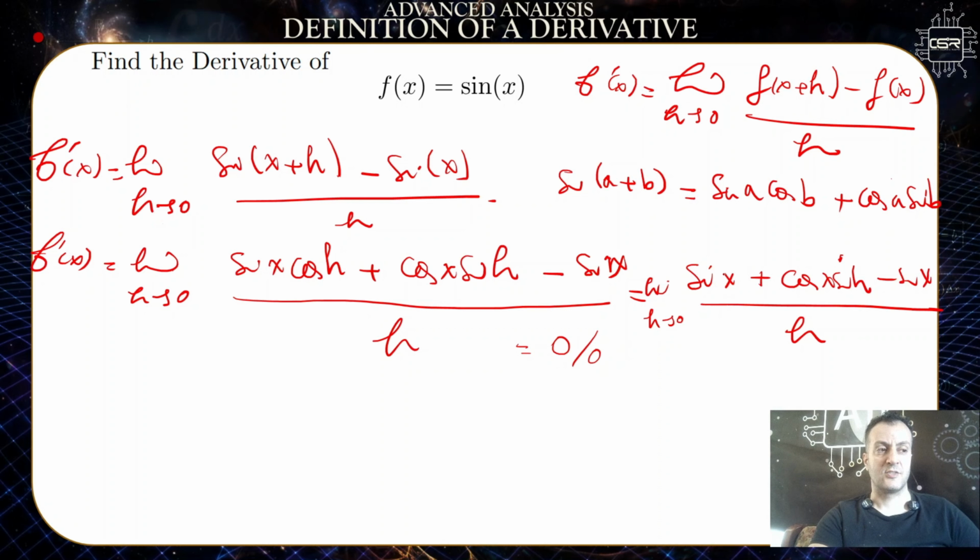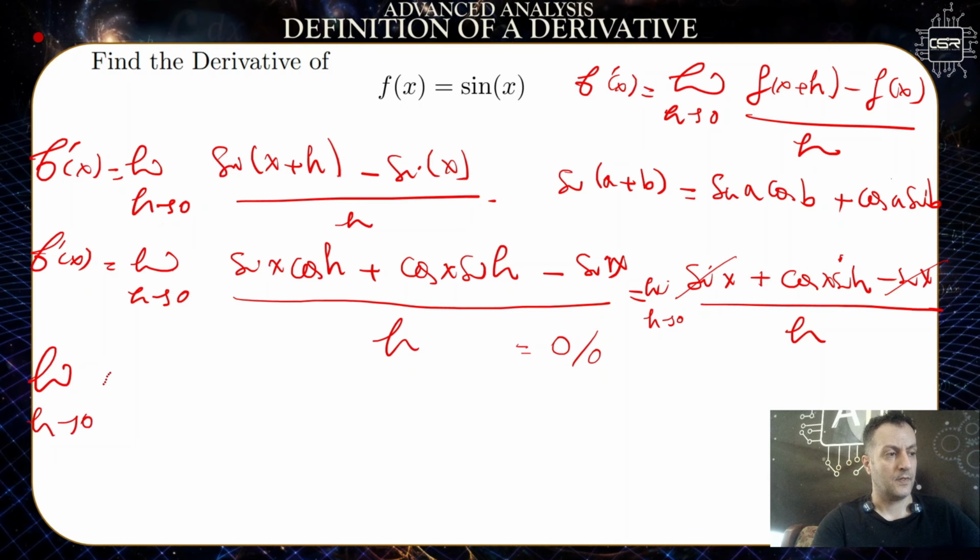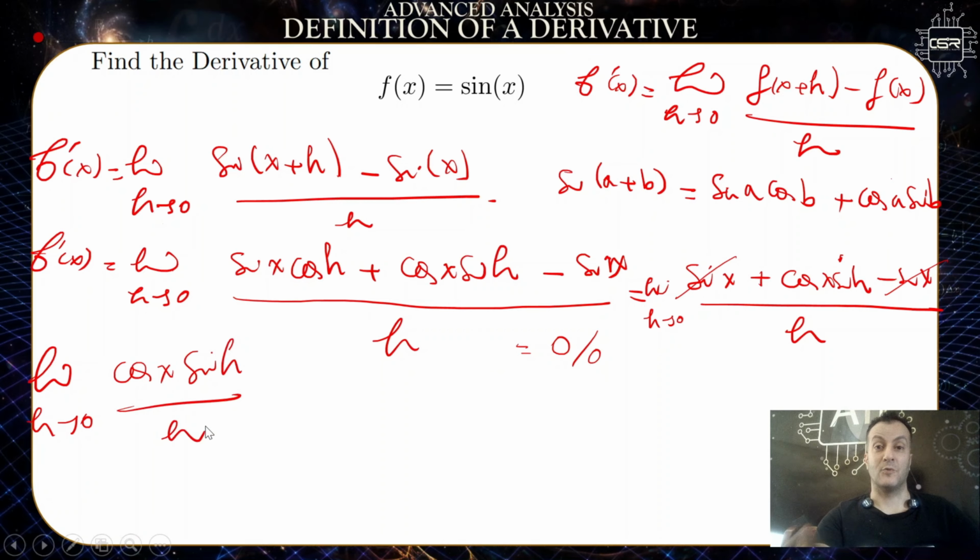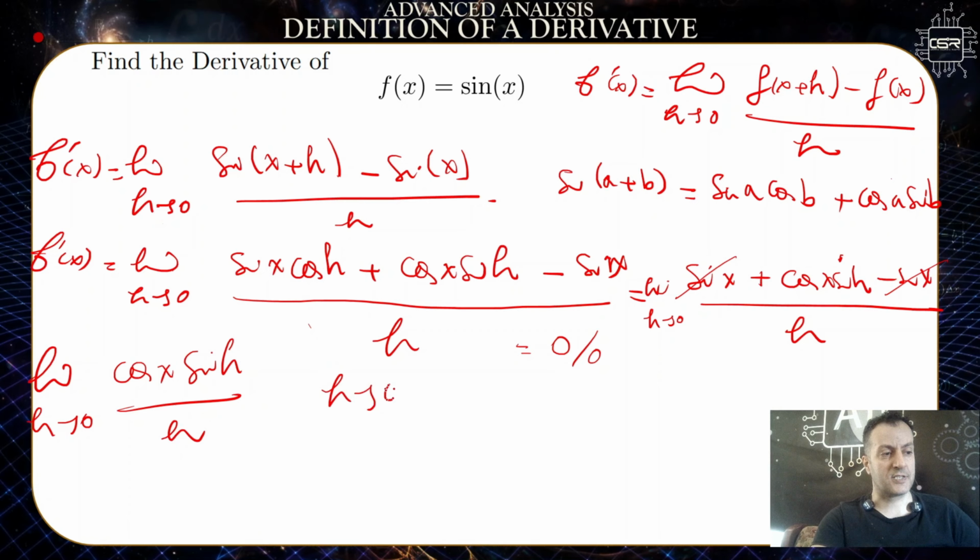Now, okay, so for cosine h here, it becomes 1. Yes, but notice something. We have sine x and minus sine x. They cancel out. So we are left with the limit as h approaches 0 of cosine x sine h divided by h. Now notice something. We know that as h approaches 0, when h becomes very small, sine h approaches h, meaning that sine h over h becomes 1. Isn't that right?